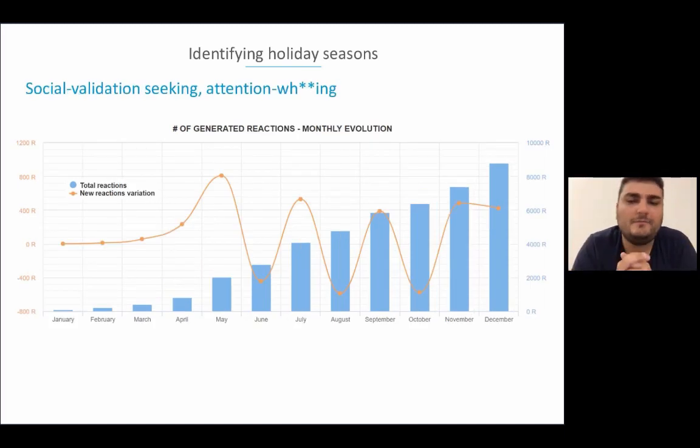This is the same analysis, but done on a monthly basis. Here you can see the months that have a big holiday, like Easter or Christmas, or the summer months when you go to the beach and post the beach photos and get a lot of likes. Again, it's quite interesting to see these details.